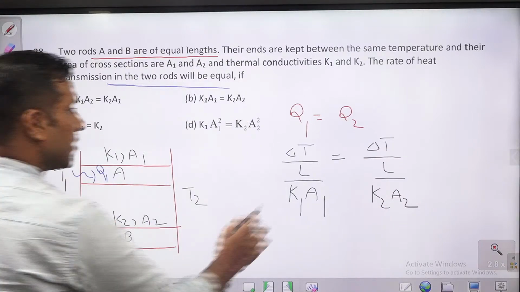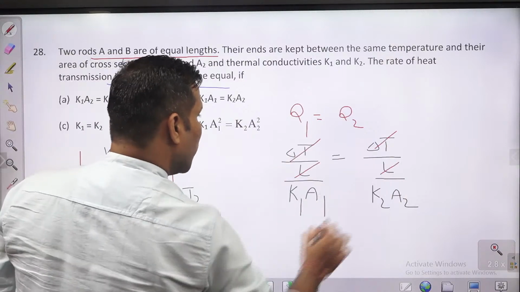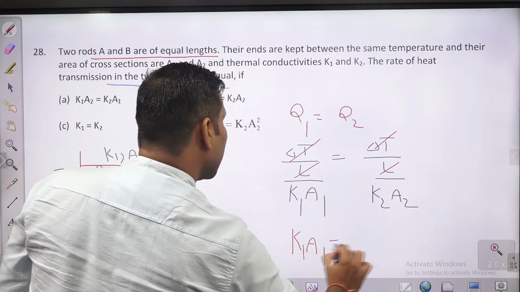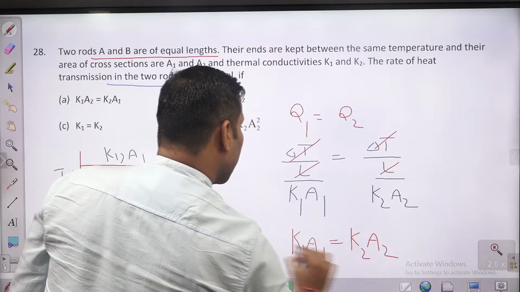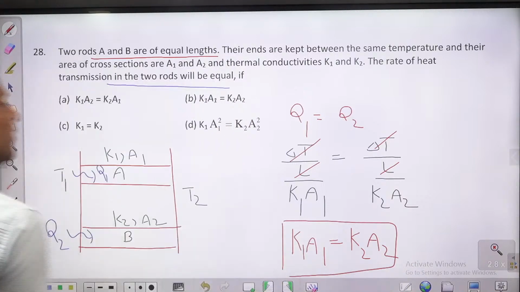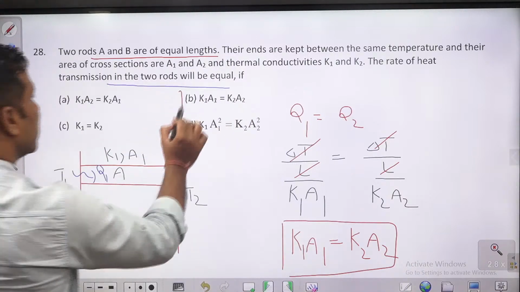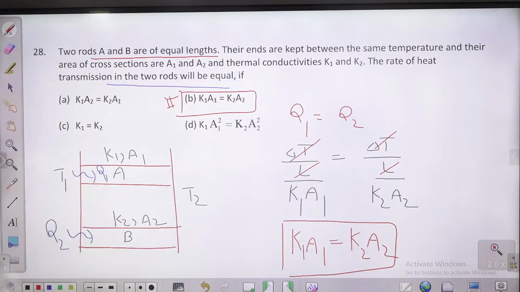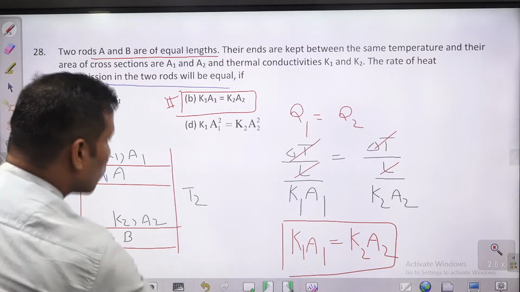Solving this, what you will get, guys? This will cancel out, this will cancel out. It means you will have same heat transfer only if the product of conductivity and area is same. Means K1A1 equal to K2A2. Option B is the right answer. Fine. Let us move to next question 29.